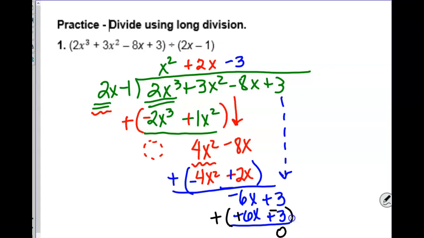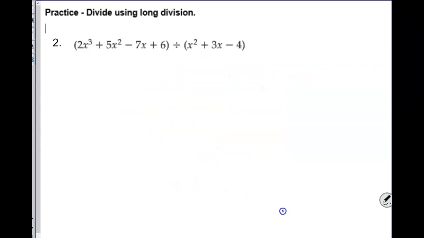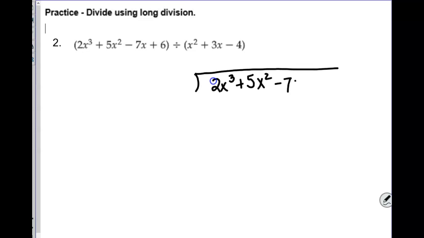Questions? All right, I would like you right now to attempt number 2, please. Yep, big problem. Do we need any placeholders? Where? We have a 2x cubed, a 5x squared, a negative 7x, and a 6. None of those needed a placeholder. And out here we have an x squared plus 3x minus 4.